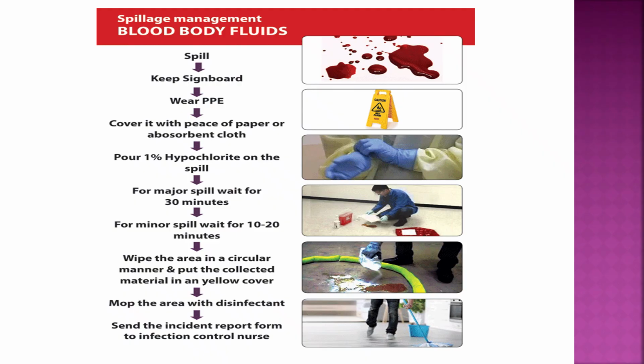So these are the steps for blood or body fluid exposure spillage. Keep the signboard first, then wear PPE, cover the spill with a piece of paper or absorbent cloth, then pour 1% hypochlorite solution on the spill. For a major spill, wait 30 minutes for the action of disinfection. For a minor spill, you can wait 10 to 20 minutes. Then wipe the area in a circular manner and put the collected material in a yellow cover bag. Mop the area with disinfectant. Send the incident report form to the infection control nurse.